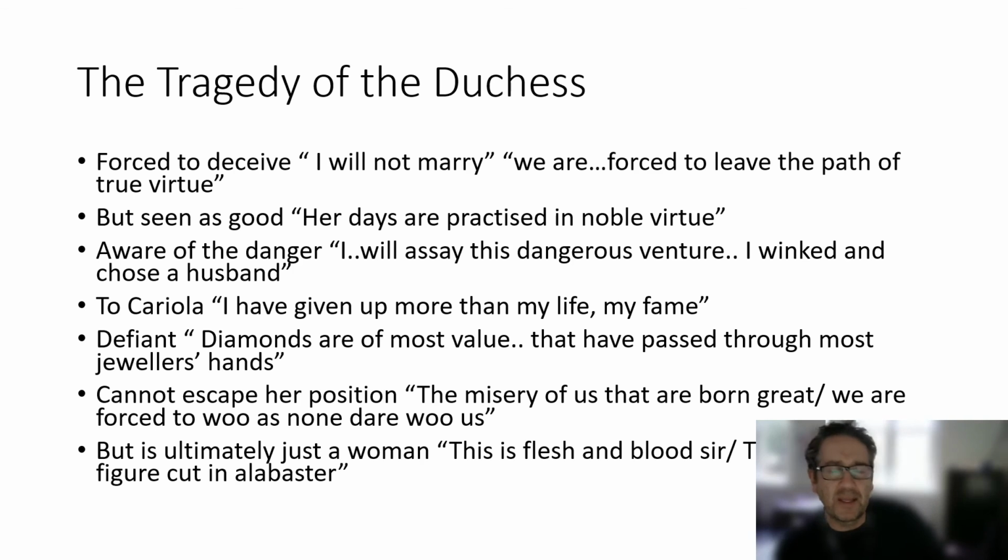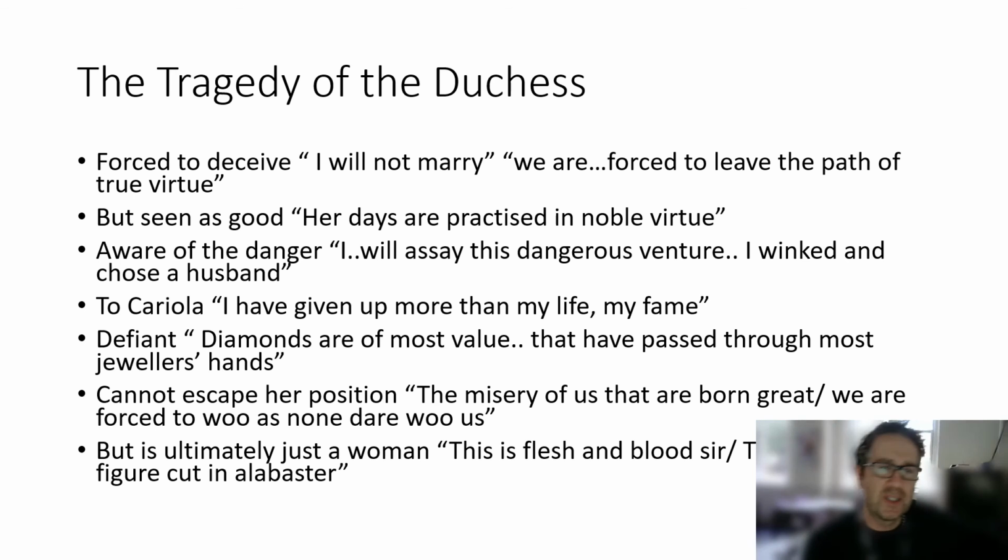So again, it plays on the audience's sympathies. She's not just the Duchess of Malfi. She's ultimately a woman looking to marry the man she loves. And so that sets up the tragedy for what happens next.